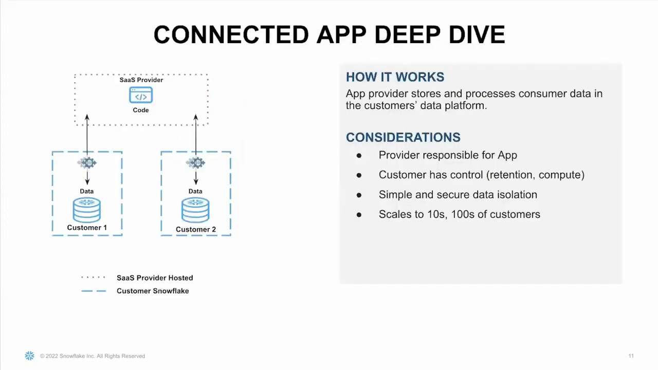So now let's pivot to the connected app model, and I'll turn it over to Brad to go into more details here. Thanks. This is just an intro to what the connected app model is for customers. As an application provider, this type of model allows the application provider to focus on the code and the application and the UI tier.